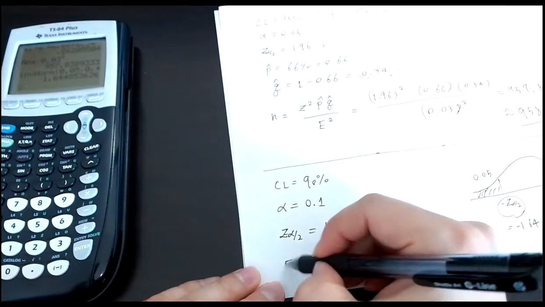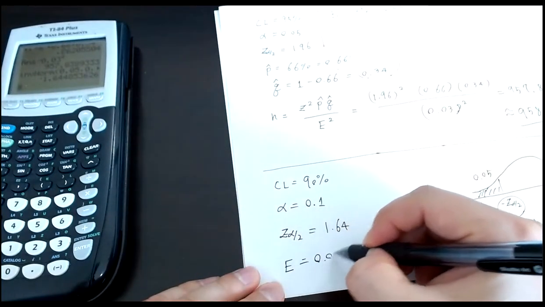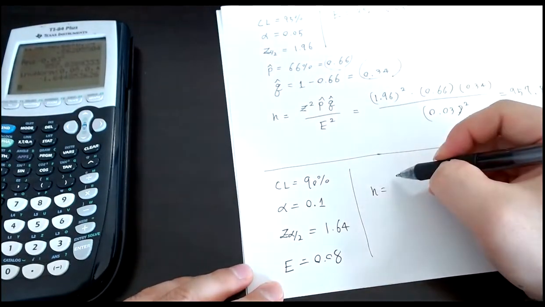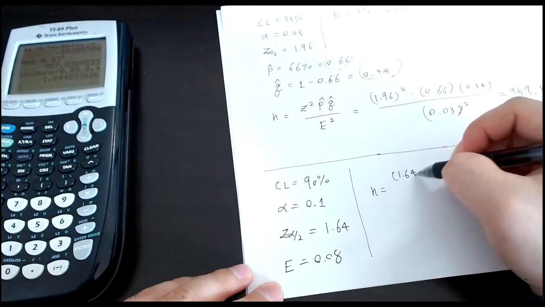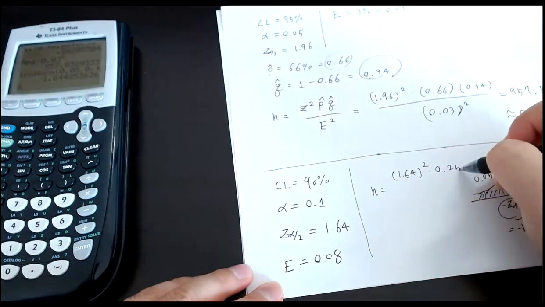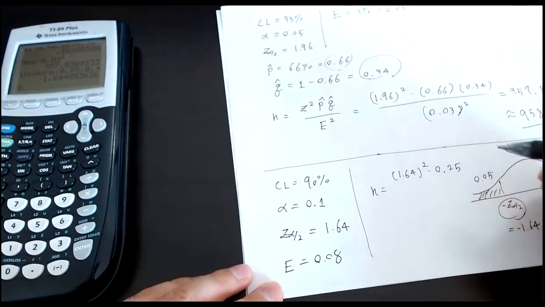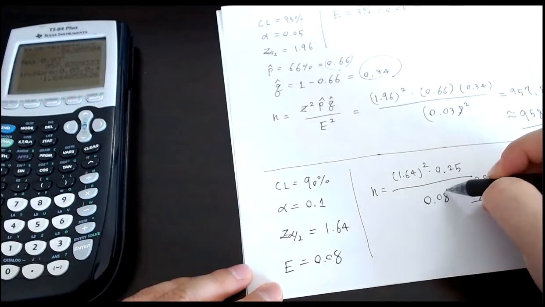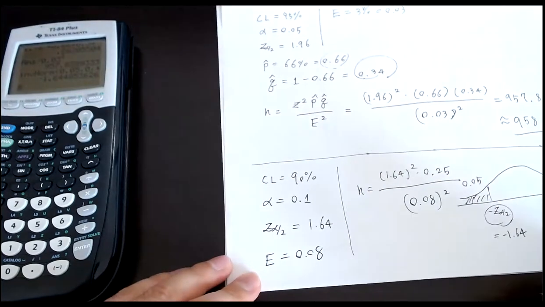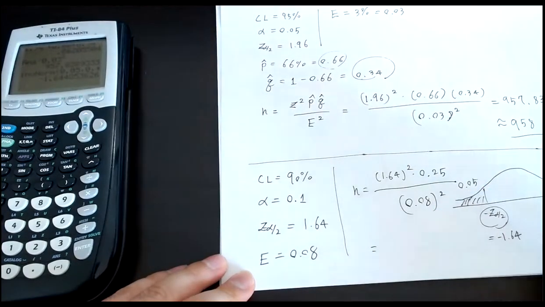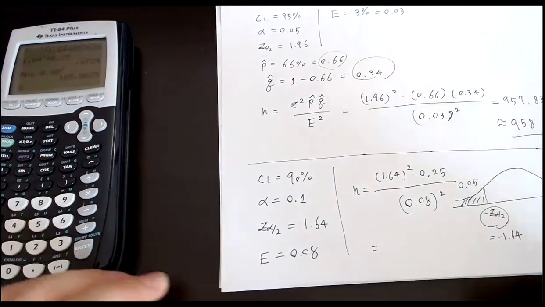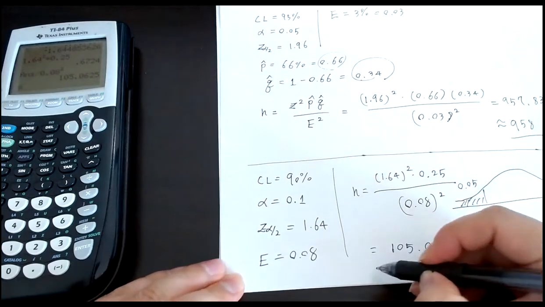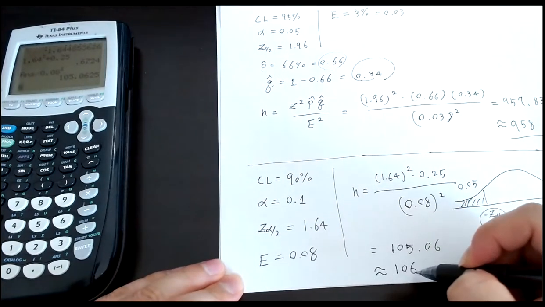Okay, so E is 8%, which is 0.08. Okay, so now n is going to be what? The 1.64 squared times 0.25, because p hat times q hat is going to be 0.25, assuming that p hat is 0.5, and the E squared is going to be 0.08 squared. Okay, so we calculate this using the calculator. So I got 105.06. So rounding up, we're gonna get 106.